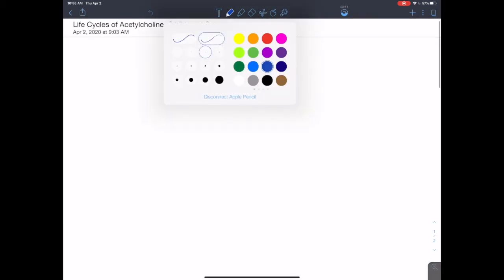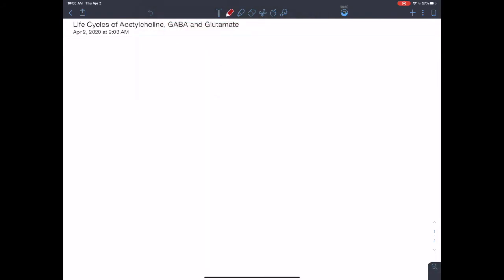So we're going to start with acetylcholine. I tend to draw acetylcholine in red for some reason. Doesn't matter, though. I'm not really trying to color coordinate anything in this lecture. I'm just trying to stay consistent with my own crazy thoughts. So acetylcholine is red, obviously.